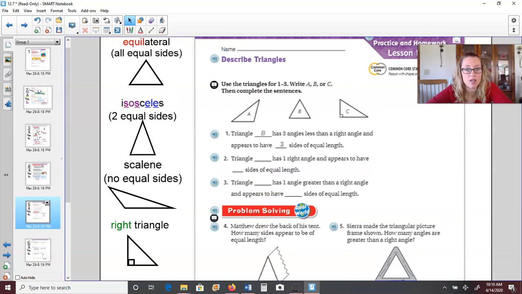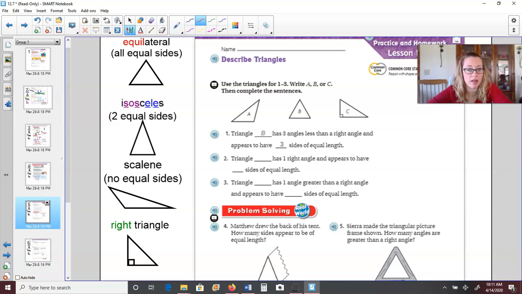All right, so using A, B, and C, those triangles, to fill in for 1, 2, and 3, although they did one for us. Triangle B has 3 angles less than a right angle, so that would be an acute triangle, and then 3 sides of equal length. So it's an acute or equilateral. Number 2, which triangle has one right angle and appears to have how many sides equal?